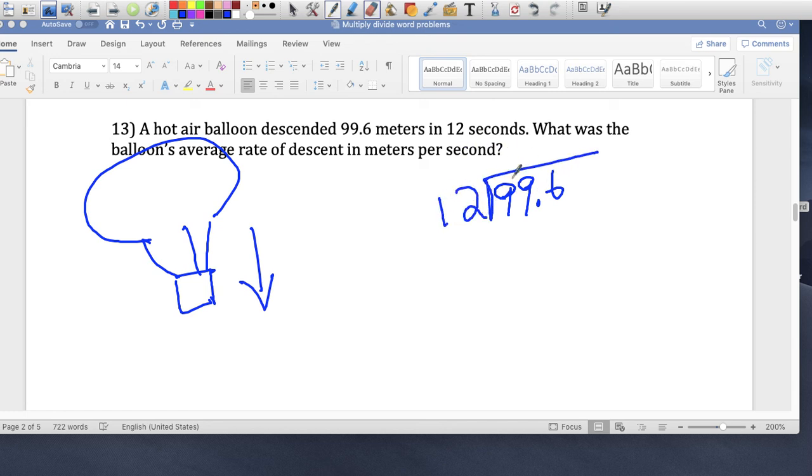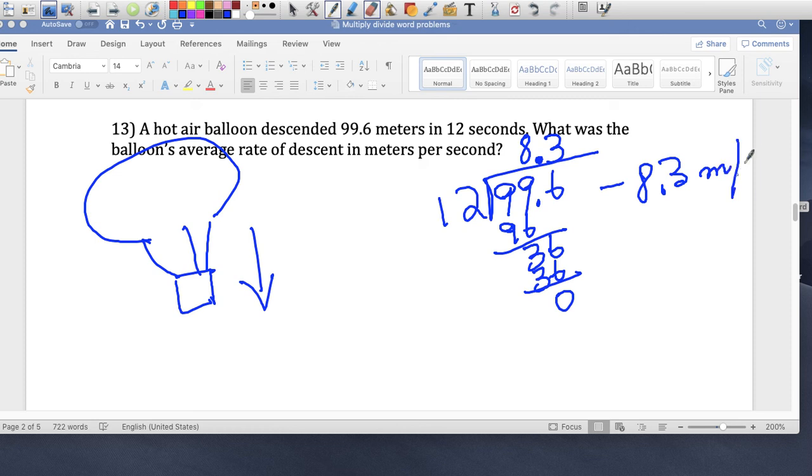My 12 is a whole number already, so I don't have to make any changes. Can 12 go into 9? No. Can 12 go into 99? Yes. 8 times, which is 96. Subtract. 12 goes into 36 3 times, which is 36, and then 0. So what was the average rate of descent? The rate of descent was 8.3, or negative 8.3 meters per second.